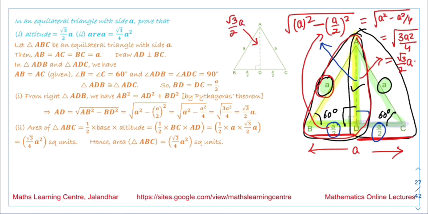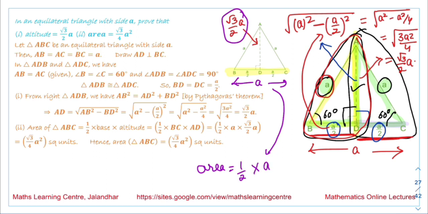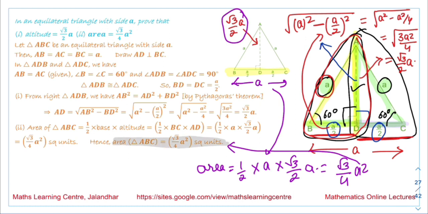Now when we have to calculate the area of this triangle, the length of the base is a and the height is root 3 by 2 a. So the area of this triangle will be 1 by 2 into base into height, and this value is equal to root 3 by 4 a square. So the area of triangle ABC is root 3 by 4 a square.